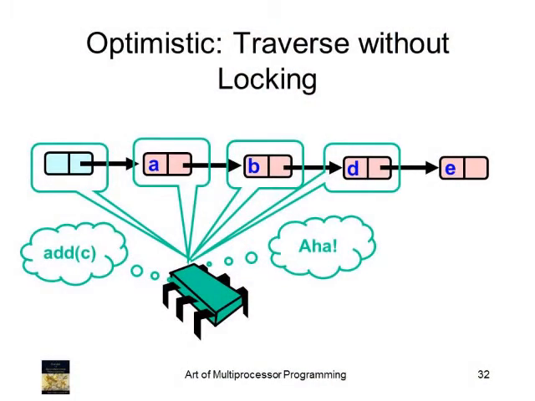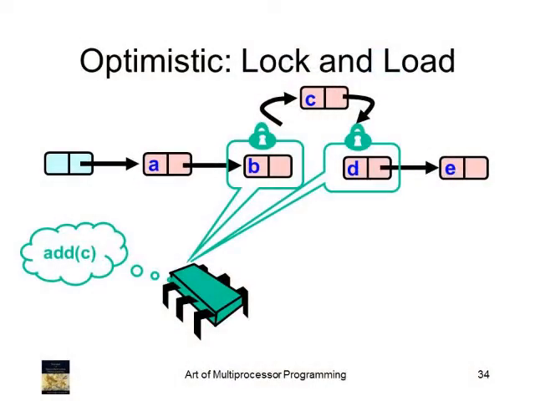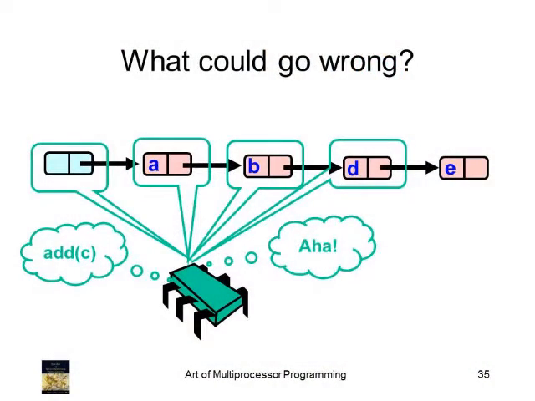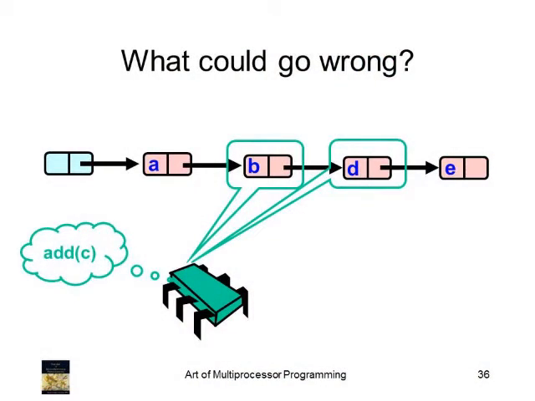So here, for example, we want to add C. So we traverse the list without acquiring any locks. Then we lock both of the nodes. Once we lock the nodes, they can't be modified or deleted.